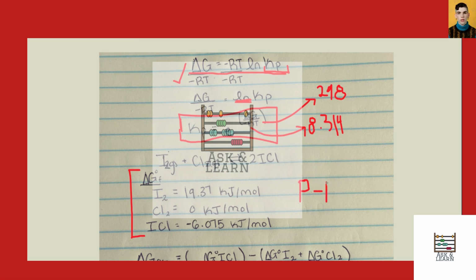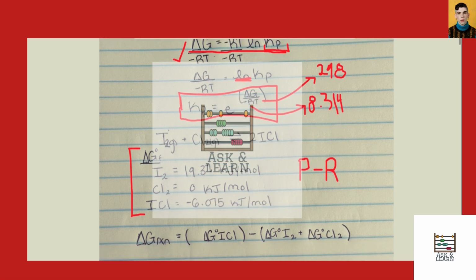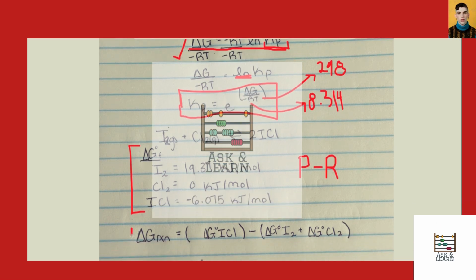Again, you can find the delta G values online if you just Google delta G of formation. So here's our equation written out so we know exactly what we're looking for. And again, always remember that if there's a coefficient, this also needs to go into the equation. So right here, we're going to have 2 times the delta G of ICl minus the delta G of I2 plus the delta G of Cl2.